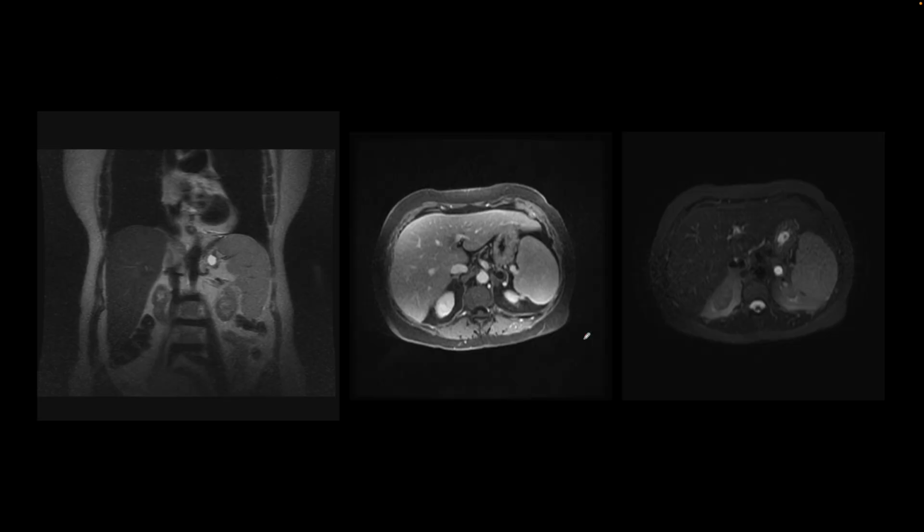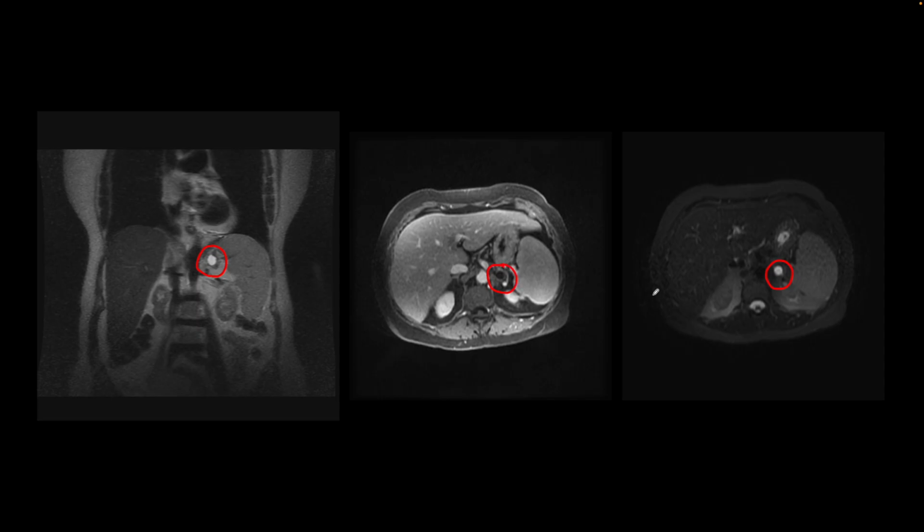This is our next patient, and we are looking at multiple images from their MR of the abdomen, trying to evaluate a lesion in their left adrenal. So on the coronal image, we find that this is a simple appearing cyst because there is T2 hyperintensity, also seen here on the fat saturated axial T2 weighted image, and there is no enhancement on the contrast enhanced image.